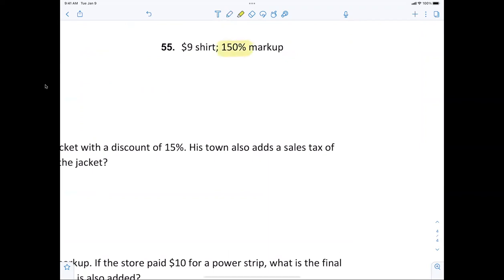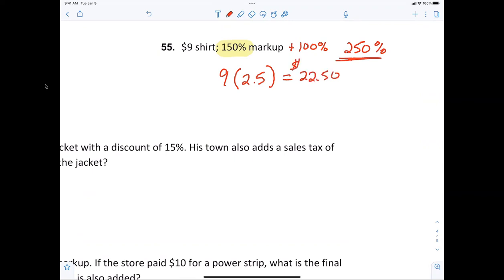So listen to me. If it's 150% markup, you still have to add what? You still have to add 100%. So what's 150 plus 100? So you're paying 250%. So now what do I multiply? Times what? Yes, 9 times 2.5. And tell me what that is. Nope. $22.50.